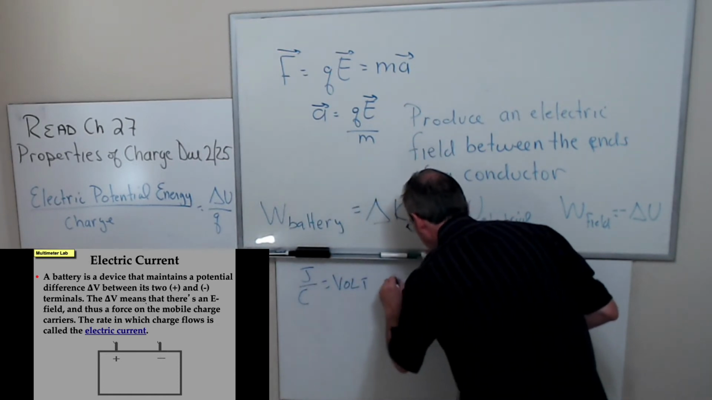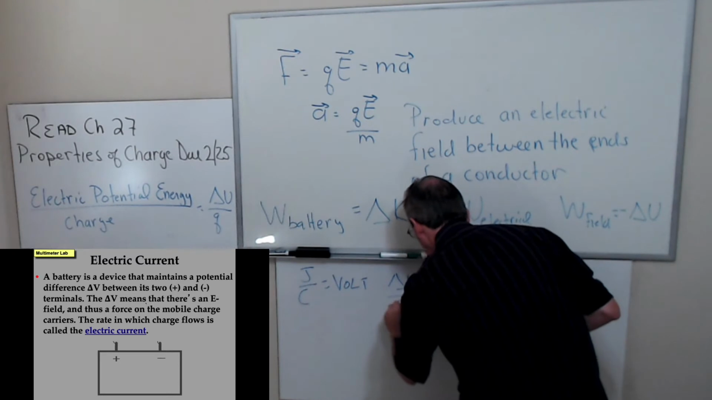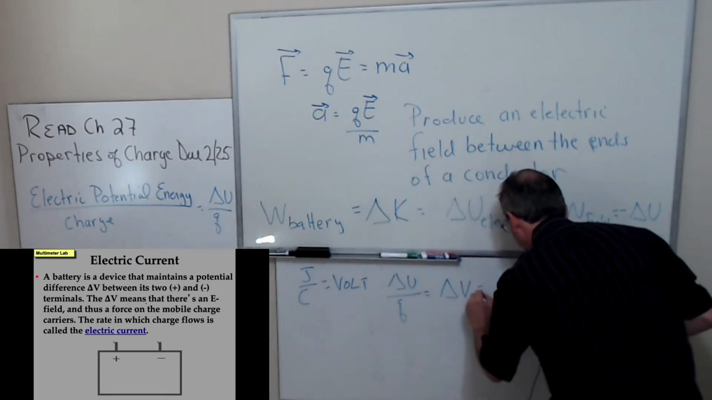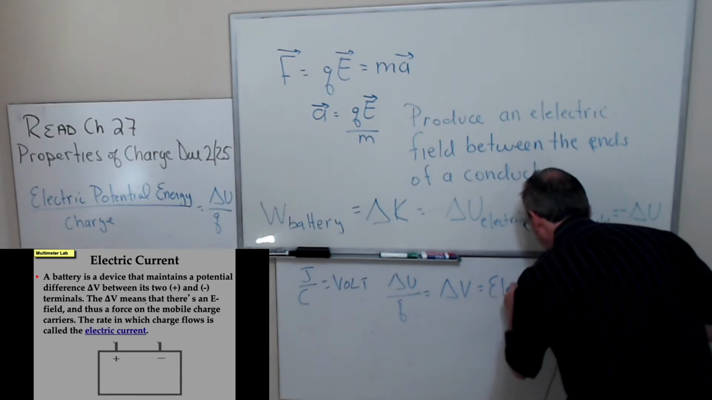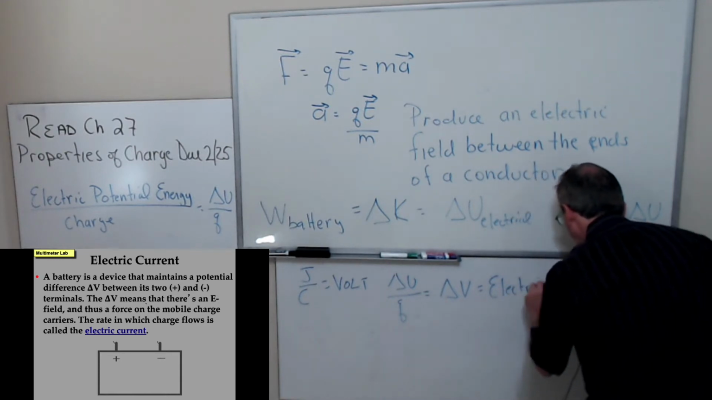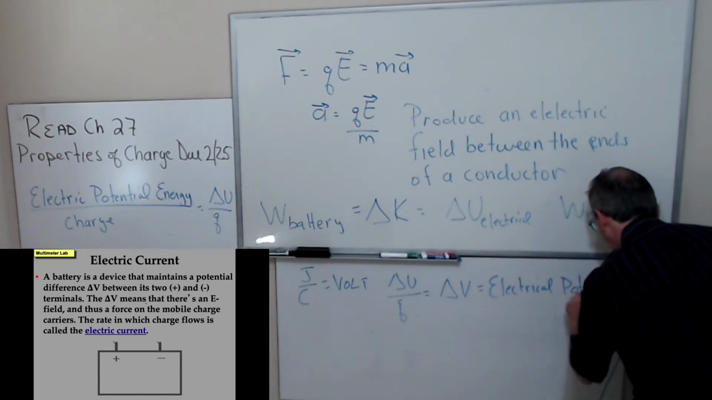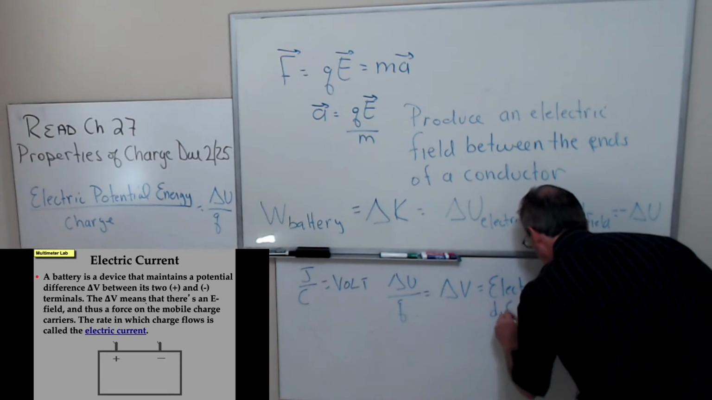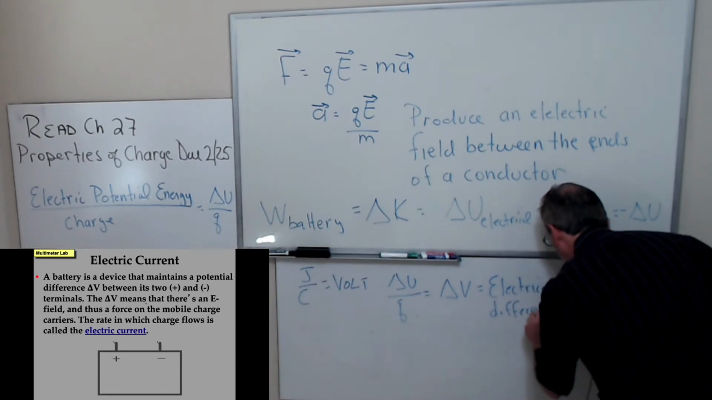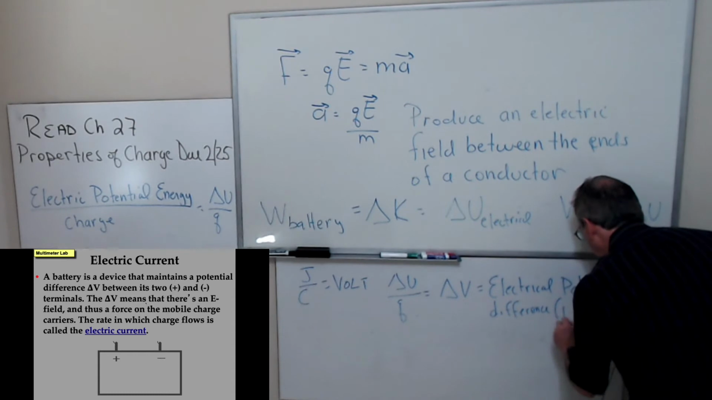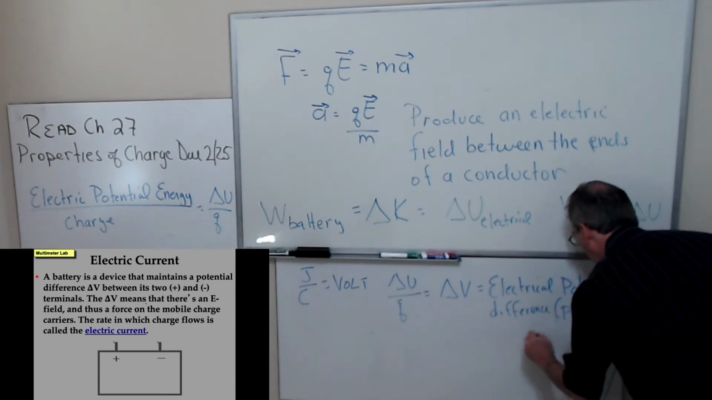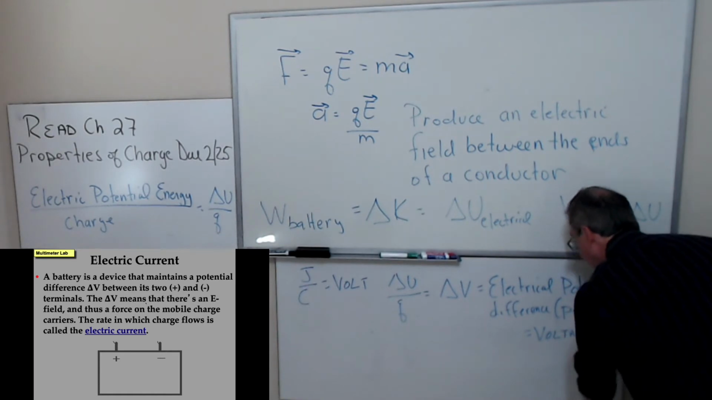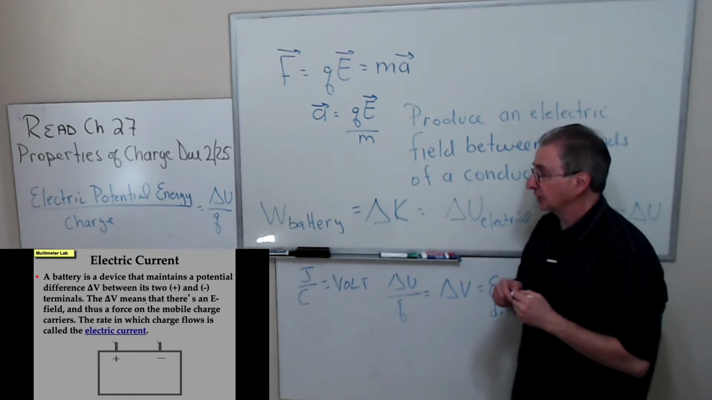So delta U over Q is defined as delta V, which is called the electrical potential difference, also known as the PD, also known as the voltage. So delta V is the electrical potential difference.